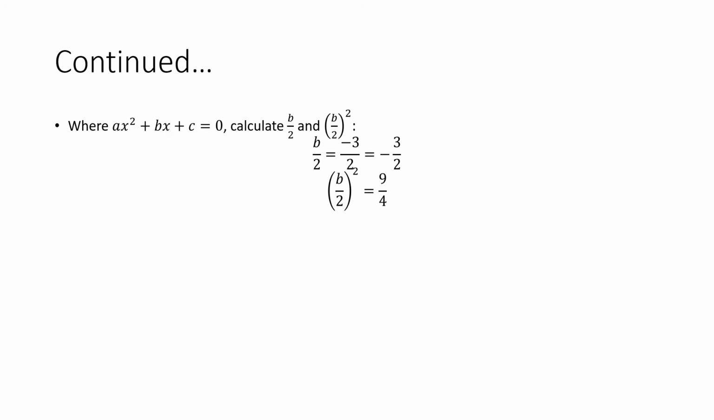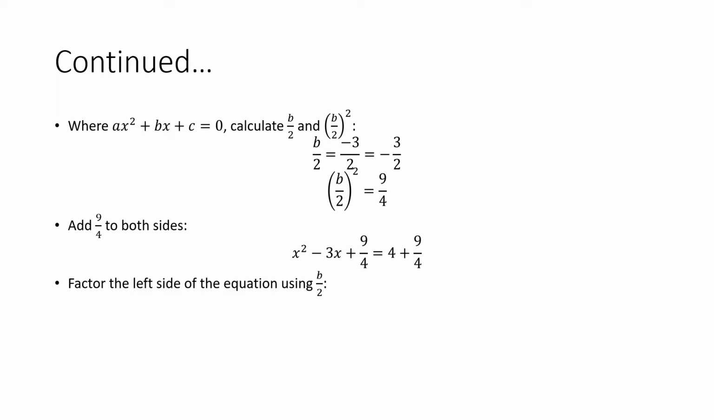All right, so now let's add 9/4 to both sides of the equation. So it'll be x squared minus 3x plus 9/4 is equal to 4 plus 9 divided by 4. Now in the next step, I will actually simplify the 4 and 9/4 into an improper fraction, and you will see why later. So we'll factor the left side of the equation using b divided by 2.